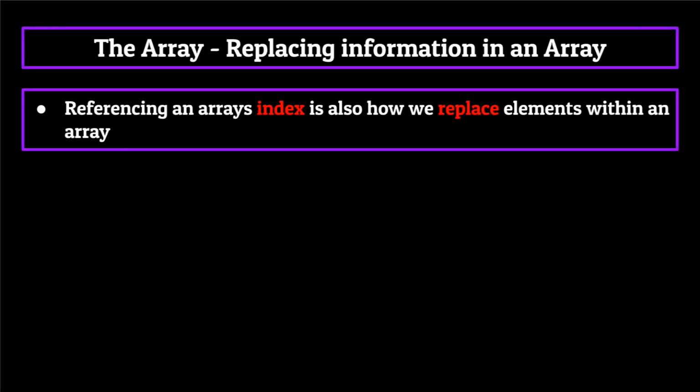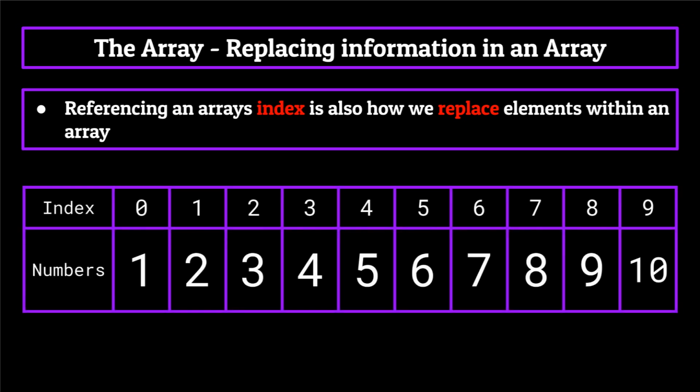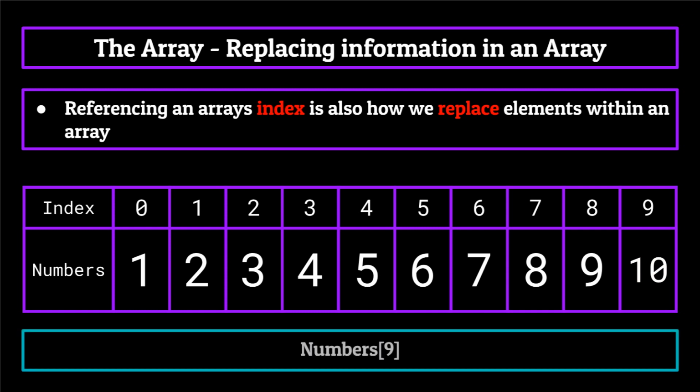Referencing an array's index number is how we actually replace elements within the array as well. Continuing with our numbers array, let's say we wanted to change the last element, the integer 10, to be the integer 11 instead. What we would do is reference the 9th index of the numbers array, the one which currently contains the integer 10, and set it equal to 11. This tells the computer to take the element at index 9 and replace it with the integer 11, essentially swapping 10 for 11.